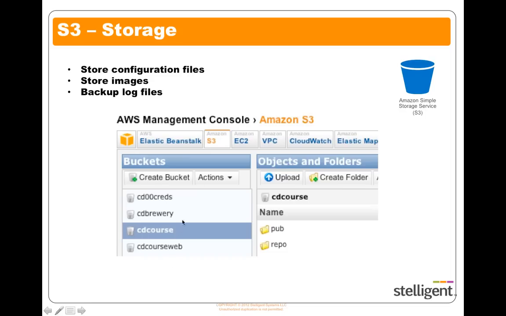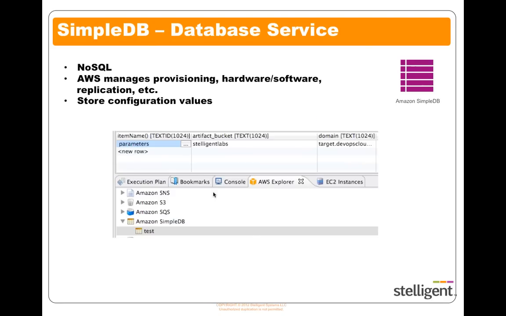S3, you can store your configuration files. Talked about images, but you can back up log files. You can define these globally unique buckets, and you can put the various files that you might be using, control access to them as well.